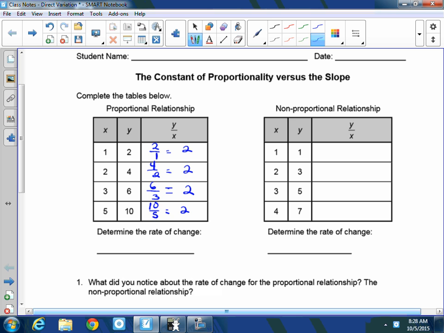1 divided by 1? 1. But what is 3 divided by 2? 1.5, right? And what is 5 divided by 3? 1.6? And what is 7 divided by 4? 1.7? Okay. And all you need to do is just divide it and we're good to go, okay?